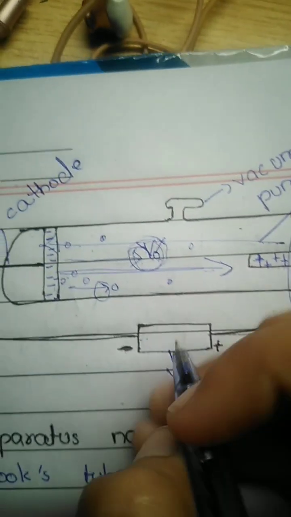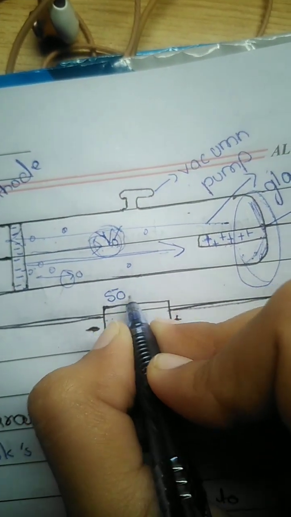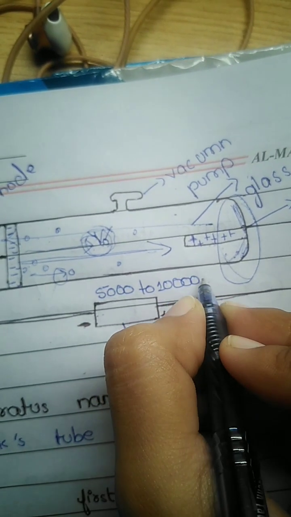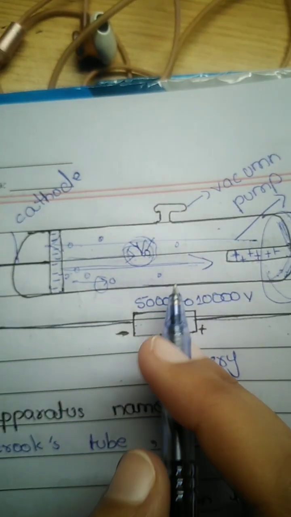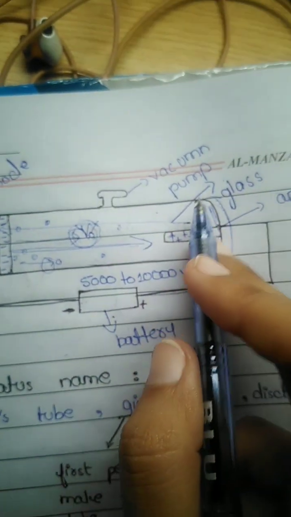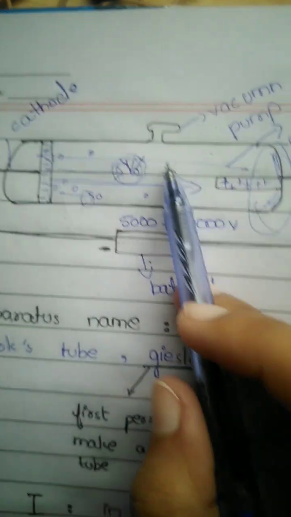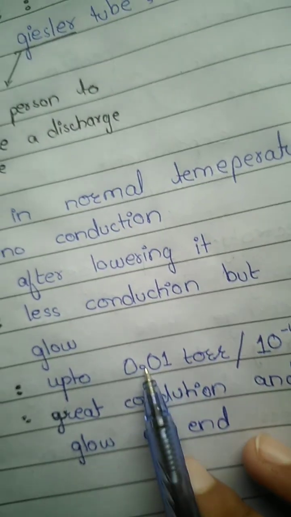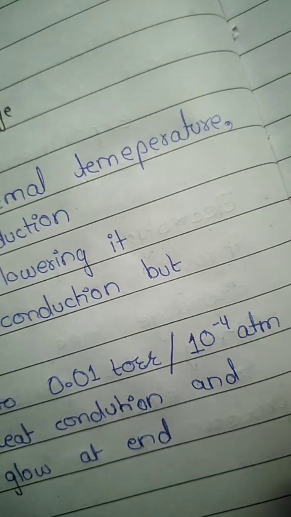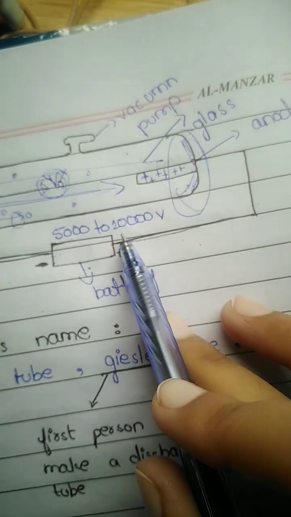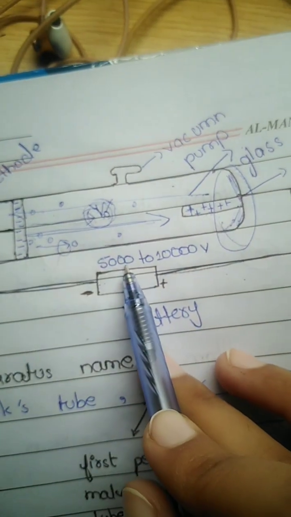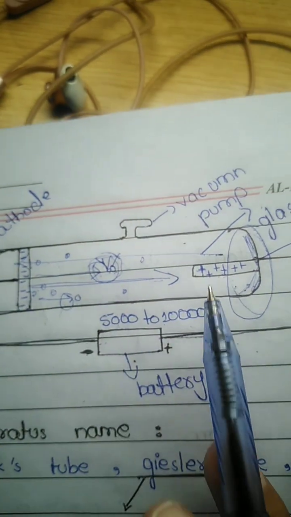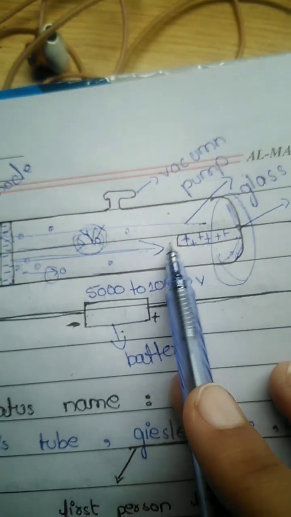Now for that experiment, we need 5,000 to 10,000 volts. Like 5 to 10,000 from here and 5 to 10,000 from there, and this will be done with the pressure of 0.01 torr or 10 raised to power minus 4 atm, and with a current of 5,000 to 10,000 volts. This is how the process of electrolysis will happen.